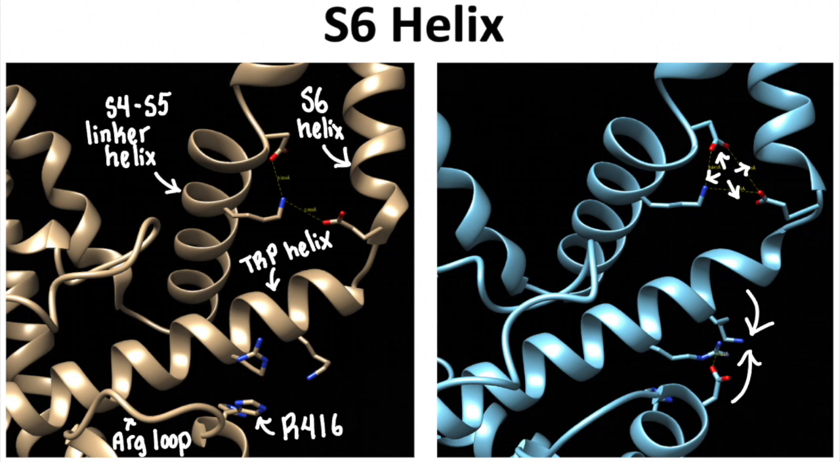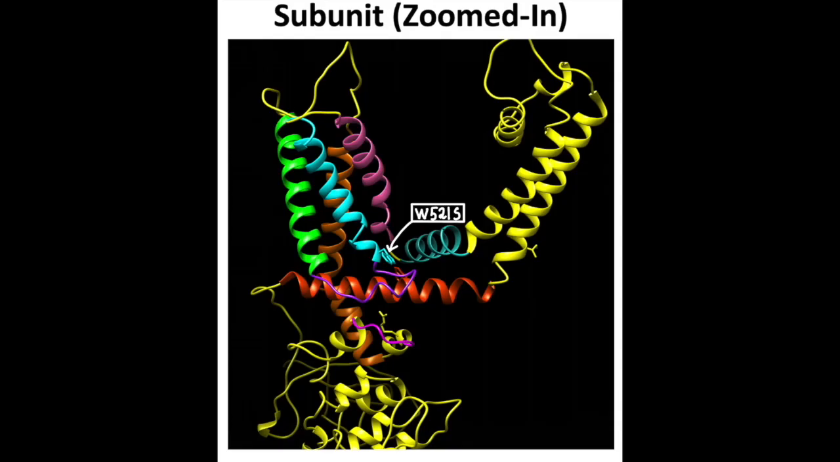And then in terms of the TRP helix and the arginine loop in the mutant variant on the right, we can see that they're interacting and closer together than in the wild type on the left. So that's it in terms of the structural comparison. Basically, we compared the wild type cryo-EM structure with the mutated arginine 416 Olmsted variant cryo-EM structure.